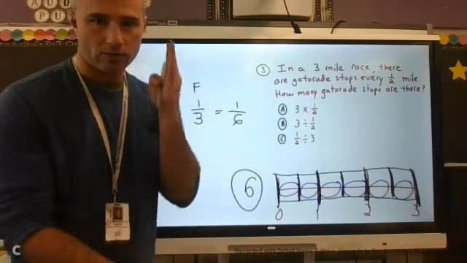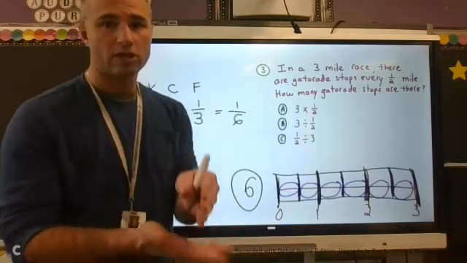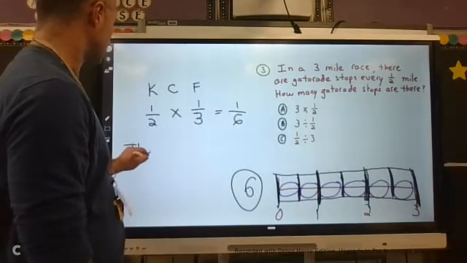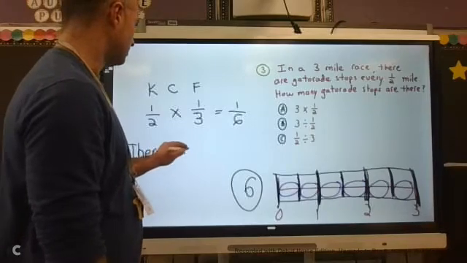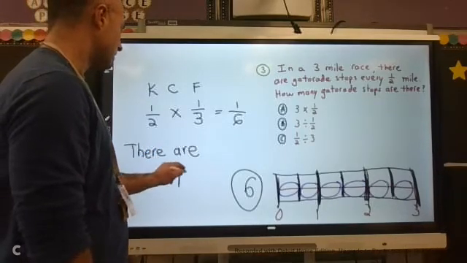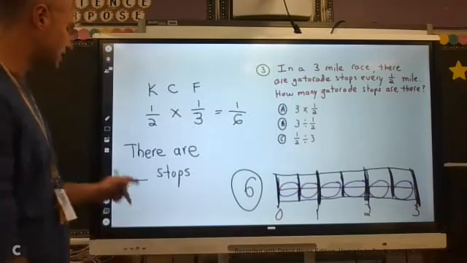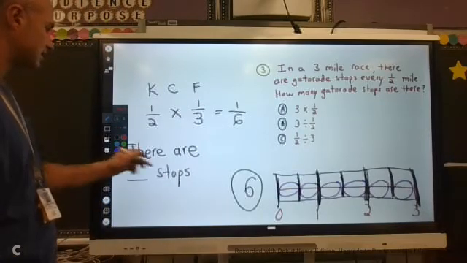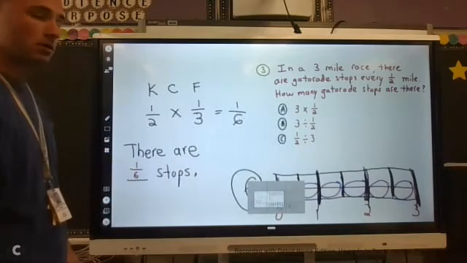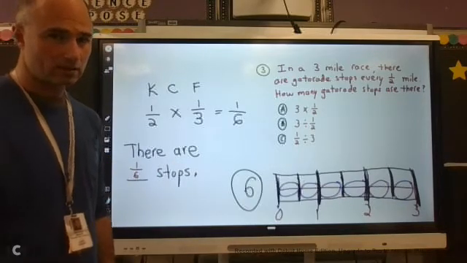Make sure your answer makes sense. Here's a strategy to do that. You write, there are blank stops. Does my answer make sense for me to say, if I were to write this in a sentence, there are 1/6 stops? No, it doesn't make sense.